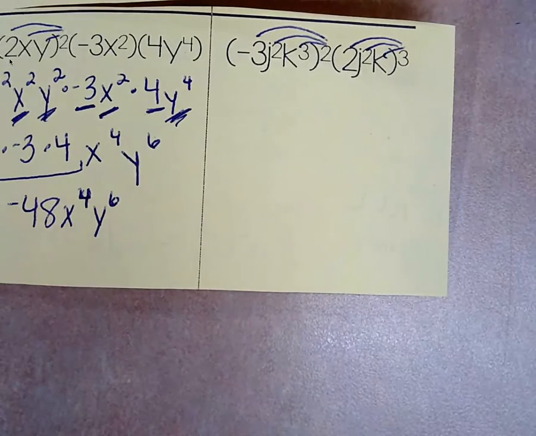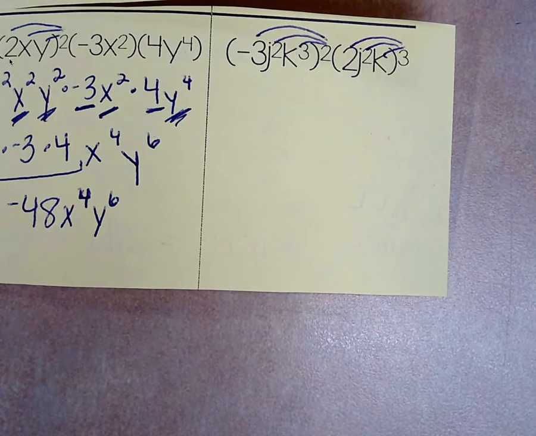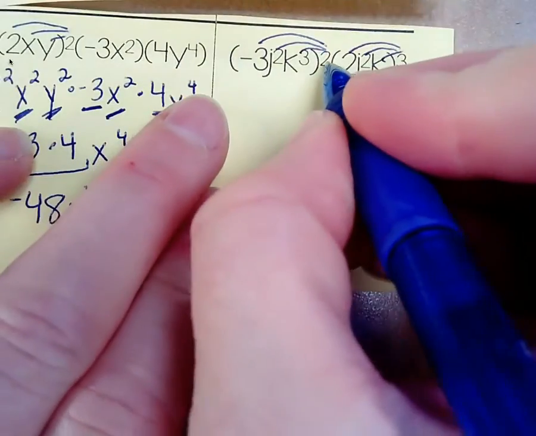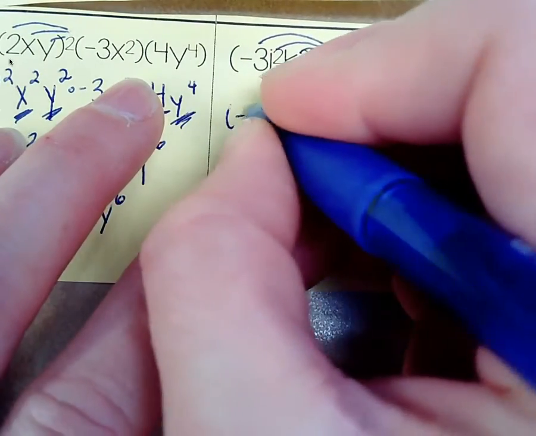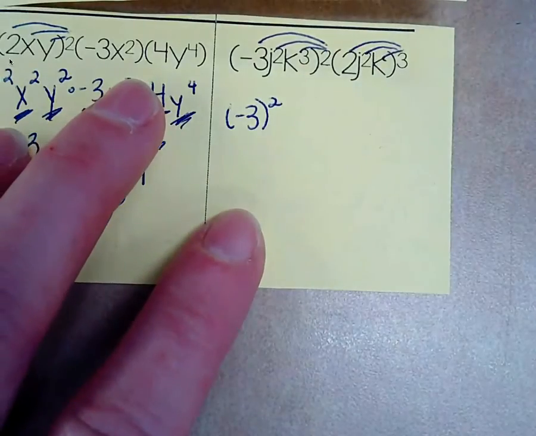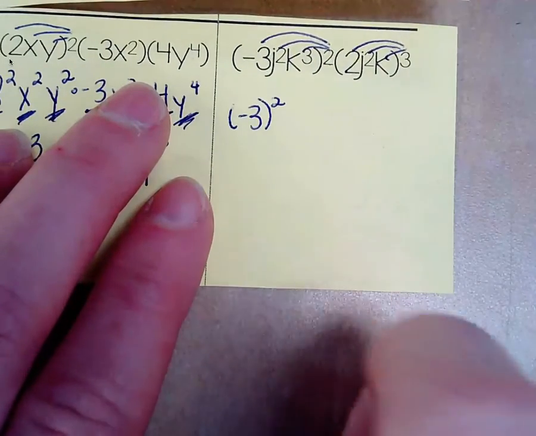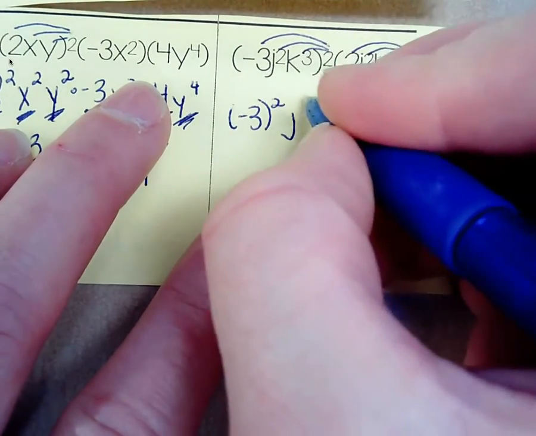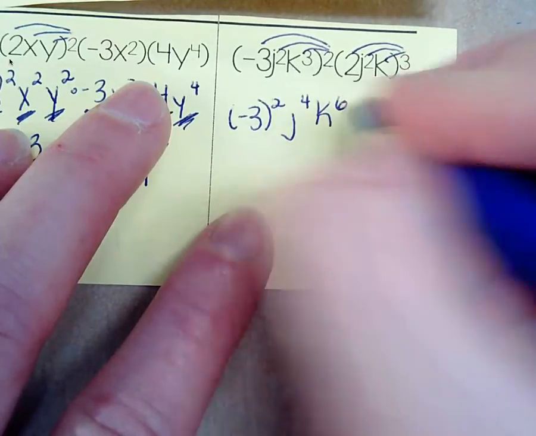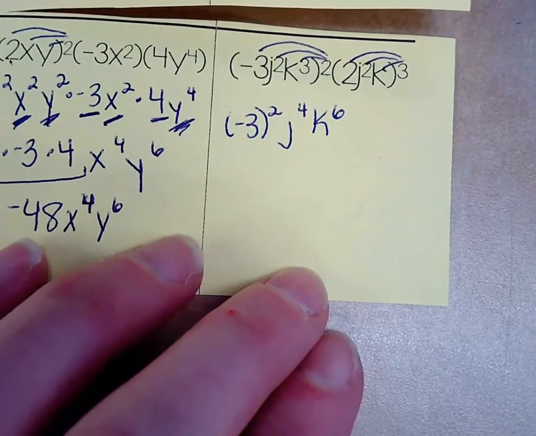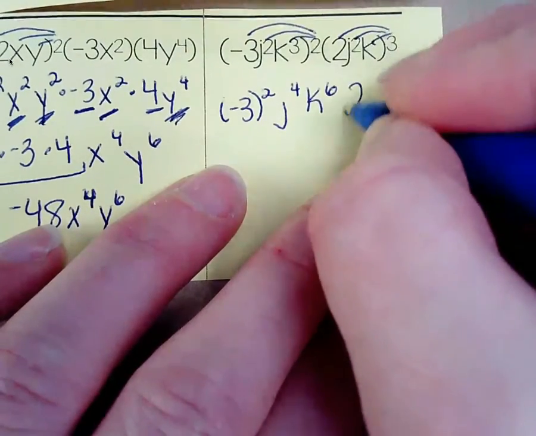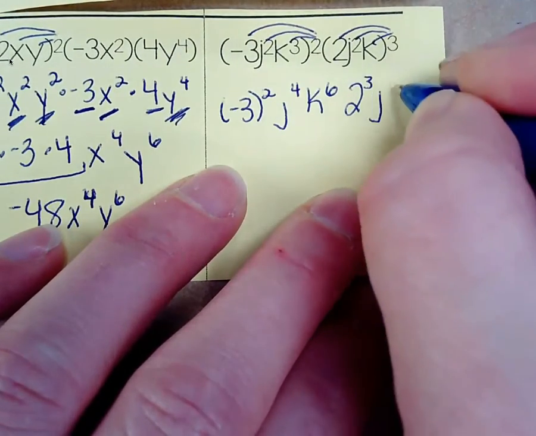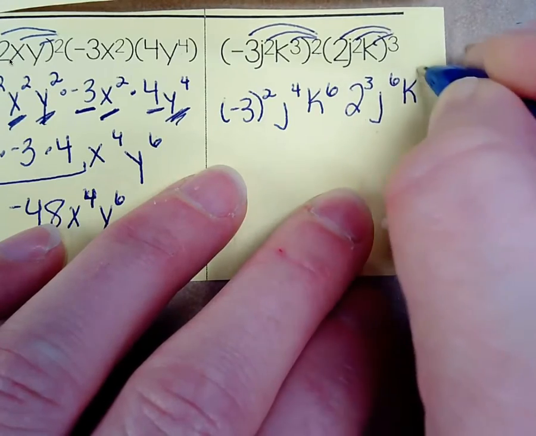All right, so let me remind you, anytime there's a negative that's being raised to a power, those are your tricky problems. So you've got to keep them in parentheses. So when I send this squared in, I've got to keep that negative 3 in parentheses. Because negative 3 squared in parentheses is different from just negative 3 squared. Then J4, K6. Then 2 to the third power, J to the sixth power, K to the third power.